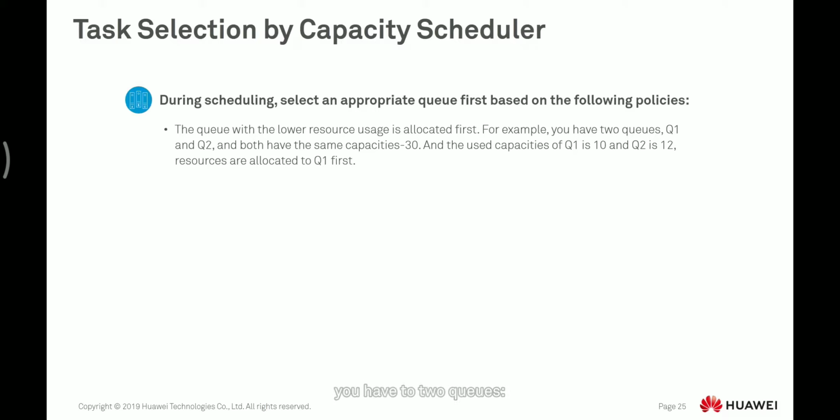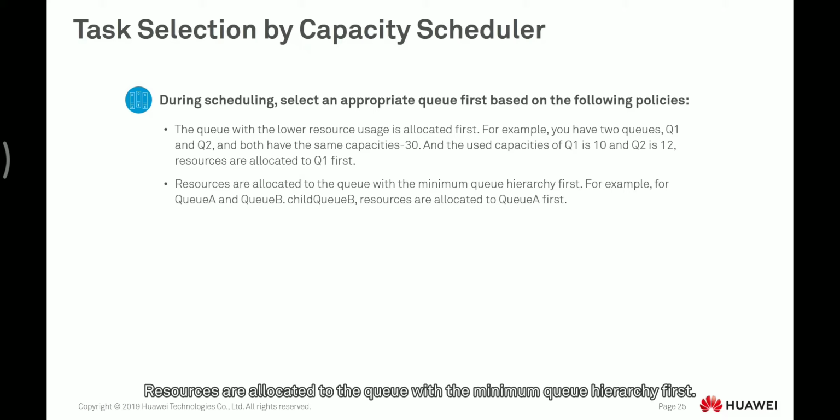For example, you have two queues, Q1 and Q2, and both have the same capacity, let's say 30, and the used capacity of Q1 is 10 and Q2 is 12. Then, resources are allocated to Q1 first.